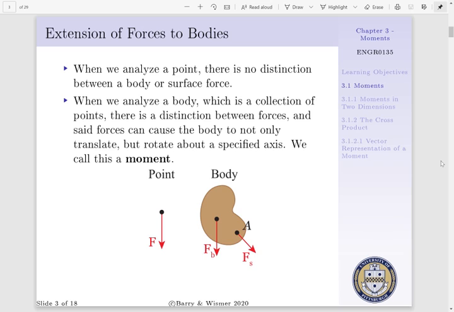When we analyze a point, there's no distinction between a body or a surface for it. For instance, a point, since it has no mass distribution within space, experiences the same force. Now, when we analyze a body, say shown in the figure to the right, which is a collection of points, we have to have a distinction between forces, because these forces can cause our body not only to translate, but also rotate about a specified axis. And we call this tendency to rotate about a specified axis a moment.